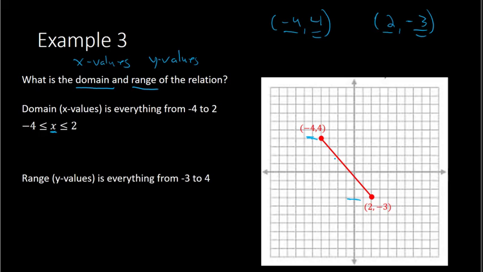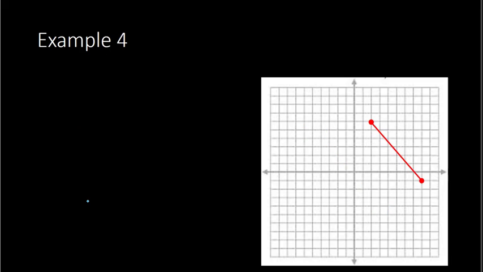So when I write this in math notation, I would write the y literally in between the -3 and the 4. And then I use the less than or equal to sign to connect them. Alright, so this would be the quickest way to write this in math notation. Alright, let's try one more example like this. So given this graph, what is the domain and range?